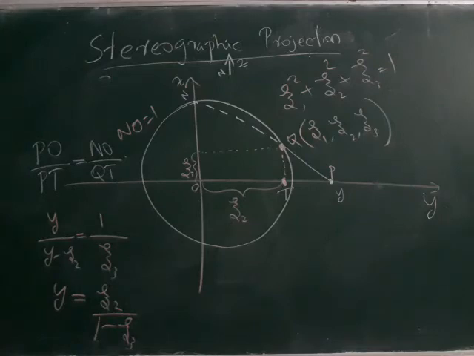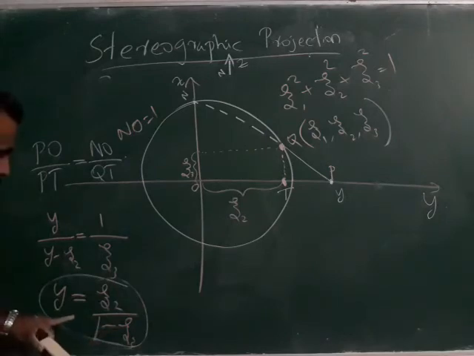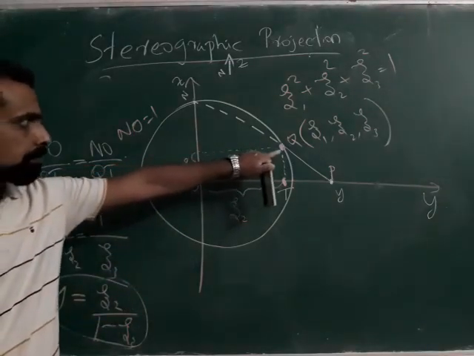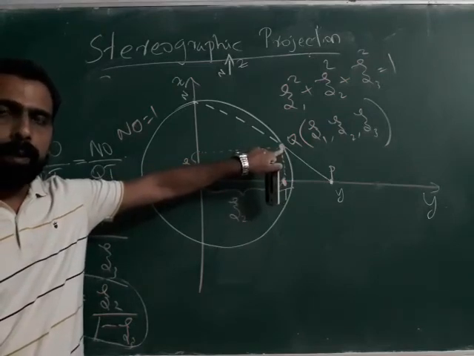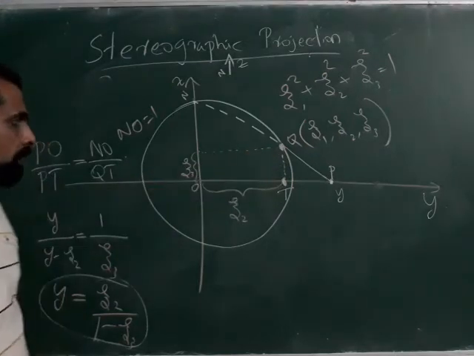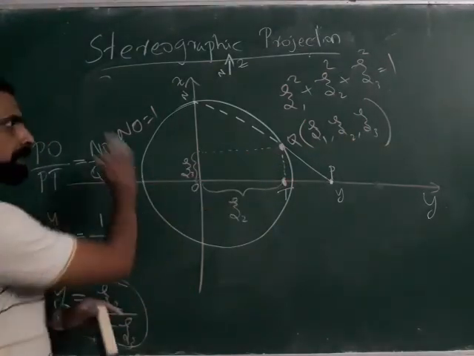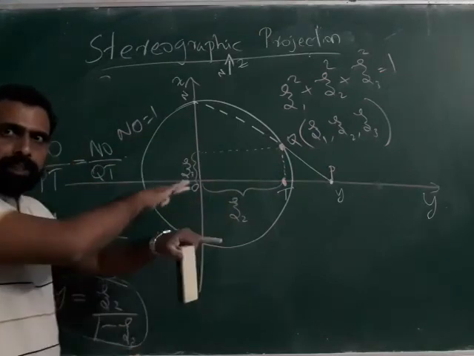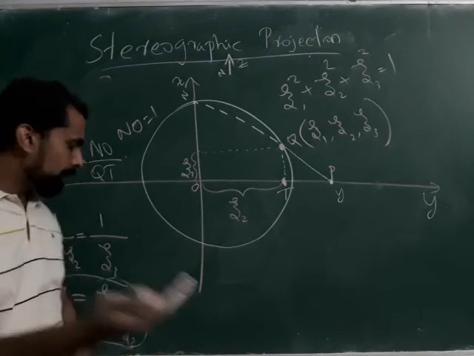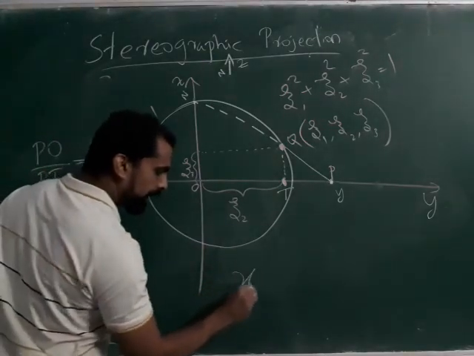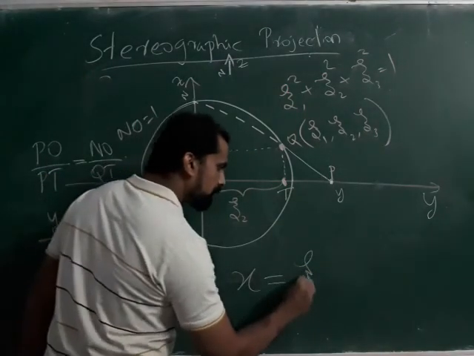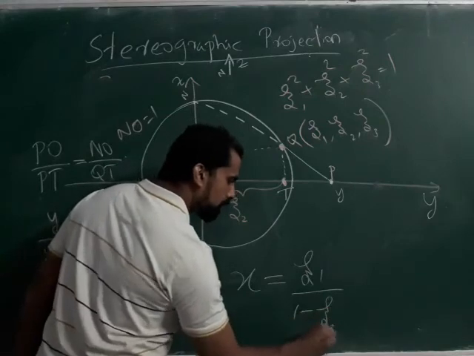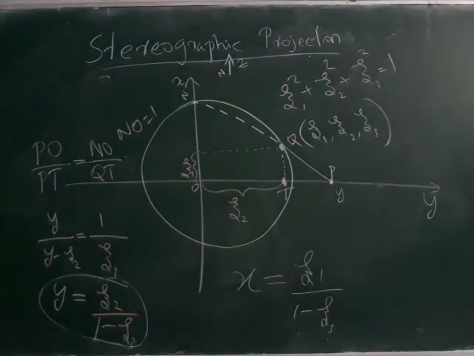And this is the relation for y, based on where your projection is acting on the sphere. Now, if you take the other plane, instead of this vertical plane, you take the horizontal plane, then again you will get the same kind of relation. You can work it out at home. X will be theta 1 divided by 1 minus theta 3. So this is the relation.